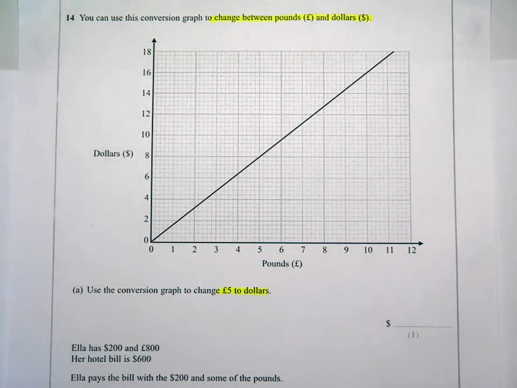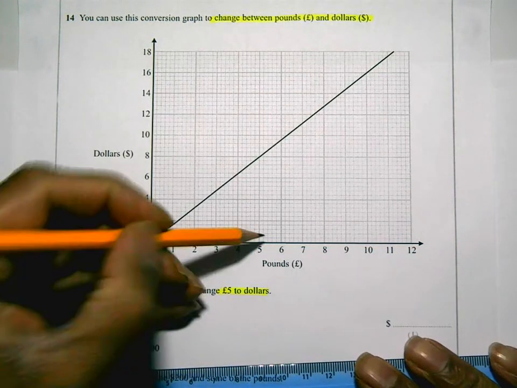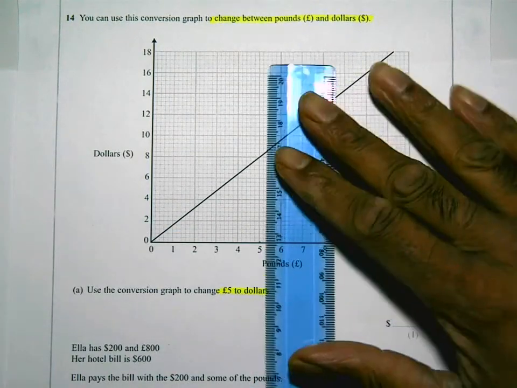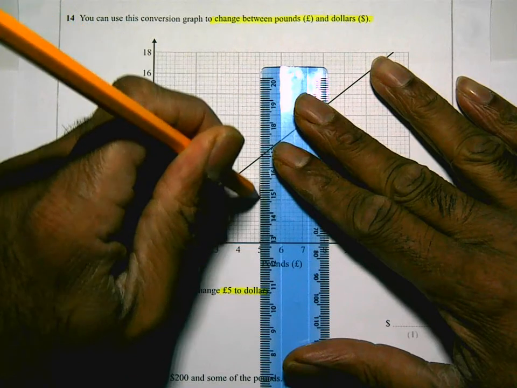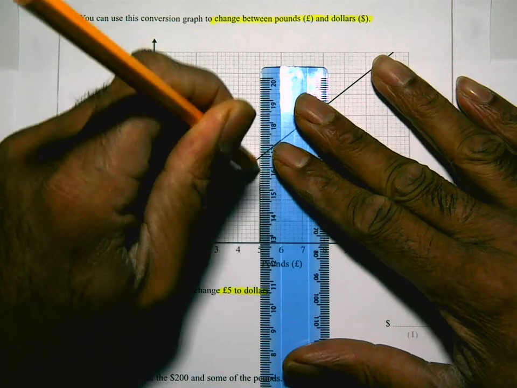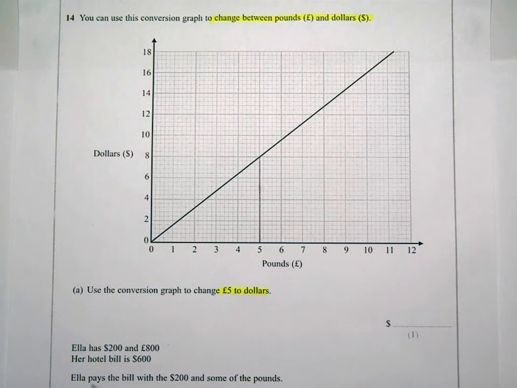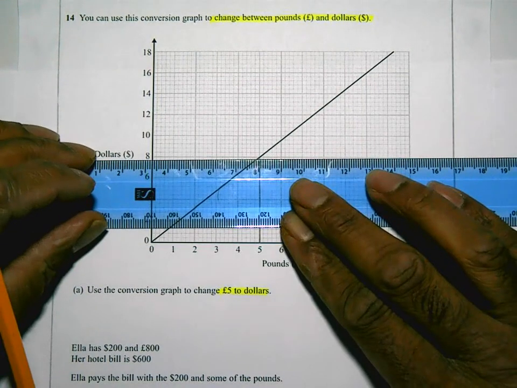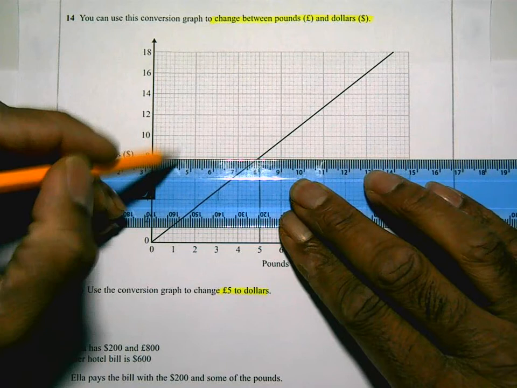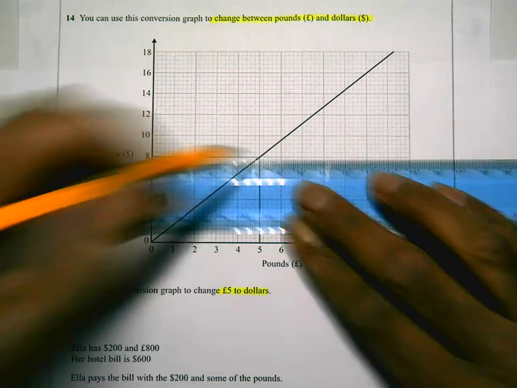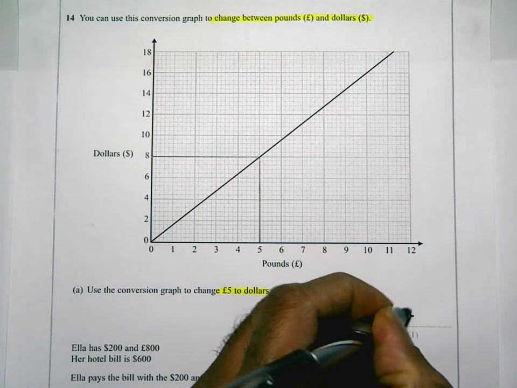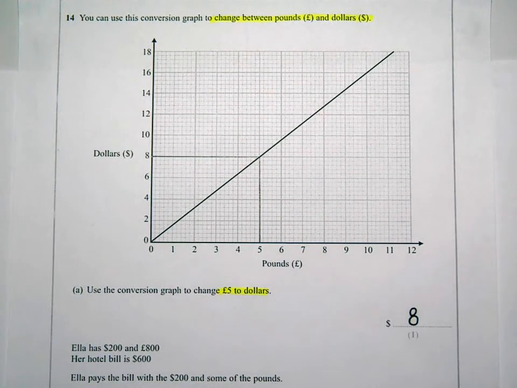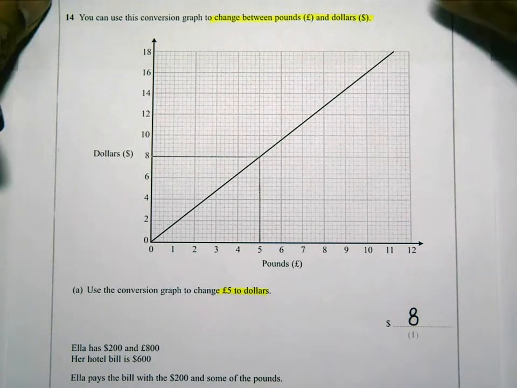Now you can just read this off the graph, but I'm actually going to draw it in. So £5 is over here, and I'm going to take a lot of care drawing this. So there's my £5, and it goes across to $8. Okay, so my answer to part A is $8. Right, let's read through and look at part B.